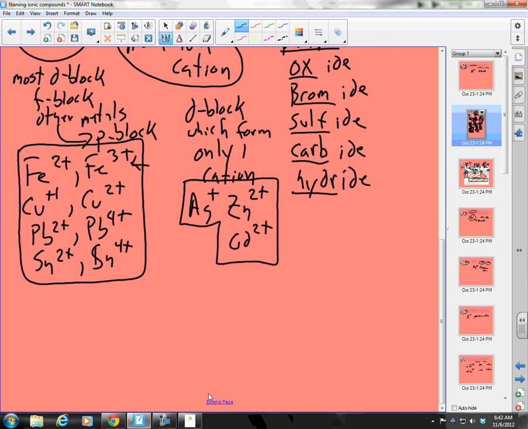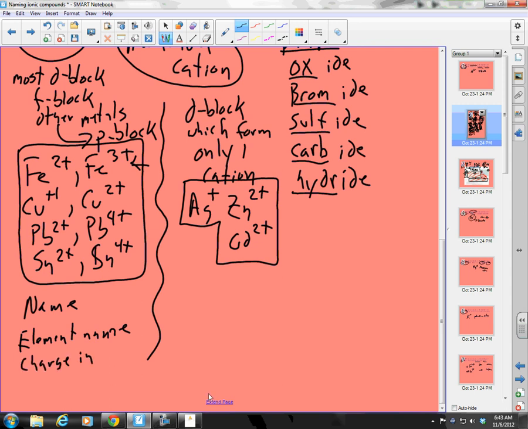And so what we do with these that have multiple cations, the way we name them is we say the metal name. So you put the element name, and then the charge in parentheses, and then the word cation.